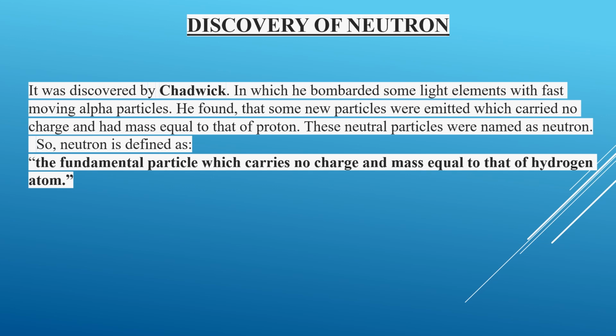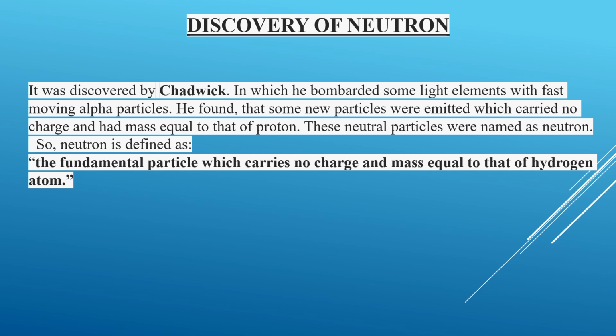So this is how electron, proton and neutrons were discovered. The electron was discovered by a discharge tube experiment by William Crookes. The proton was discovered by again a discharge tube experiment by E. Goldstein, and the neutron was discovered by Chadwick.